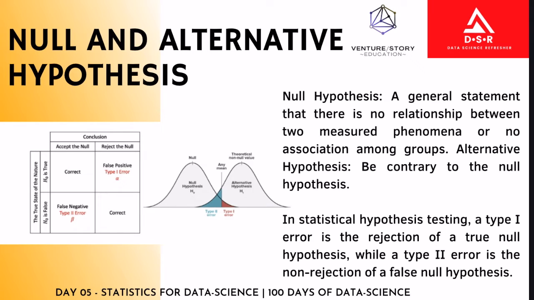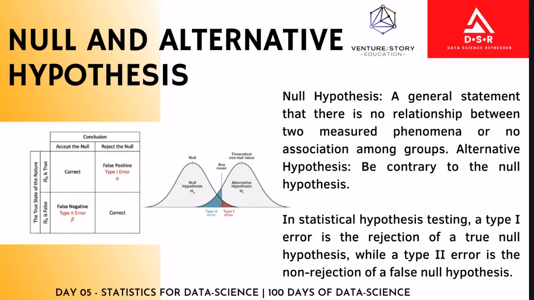So as you can see, we have a matrix. We have the confusion matrix where if we are accepting the null and H0 is true, we'll get a correct result, and if we reject the null and H0 is true, we'll get a false positive. And then similarly we can get a false negative, which is a type 2 error, or we can get the correct answer.